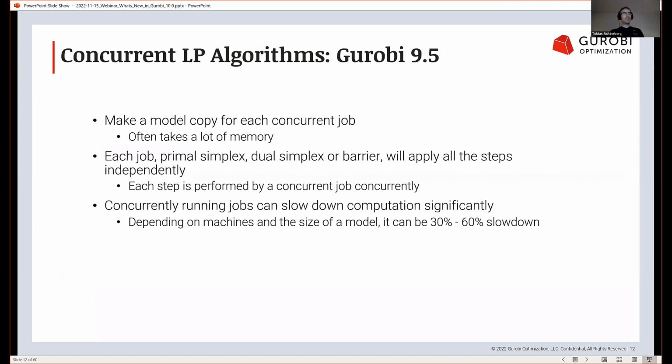And this is what we have done in Gurobi 10. So the issue here is you make a copy for each of the concurrent jobs, and that already takes a lot of memory. And then each of these jobs applies all these steps independently. That can actually slow down the whole process quite significantly if you have just a single CPU with multiple cores. Depending on the machines and the CPUs and the size of the model, just running other stuff in parallel that is useless work can slow down the main solver by 30 to 60%.